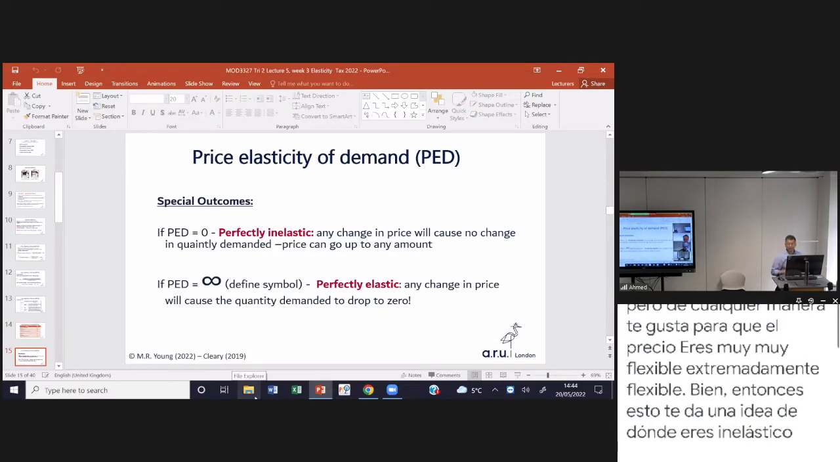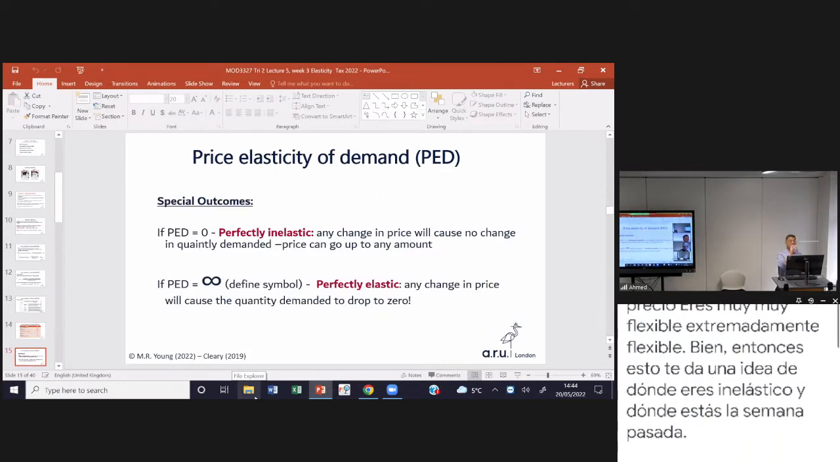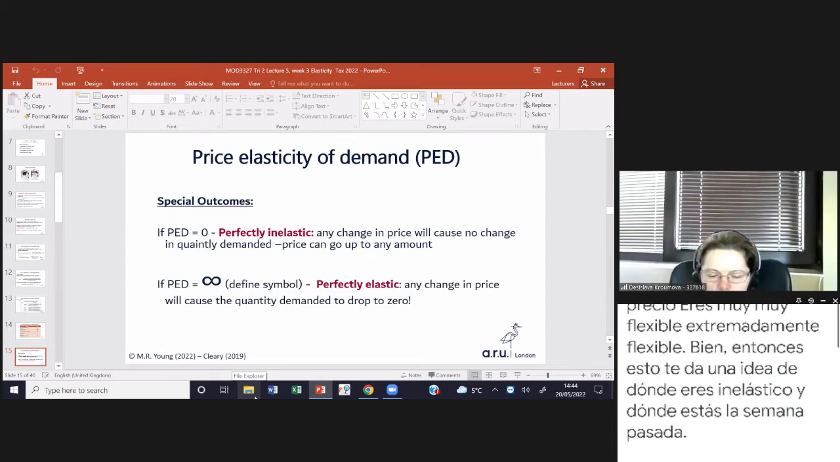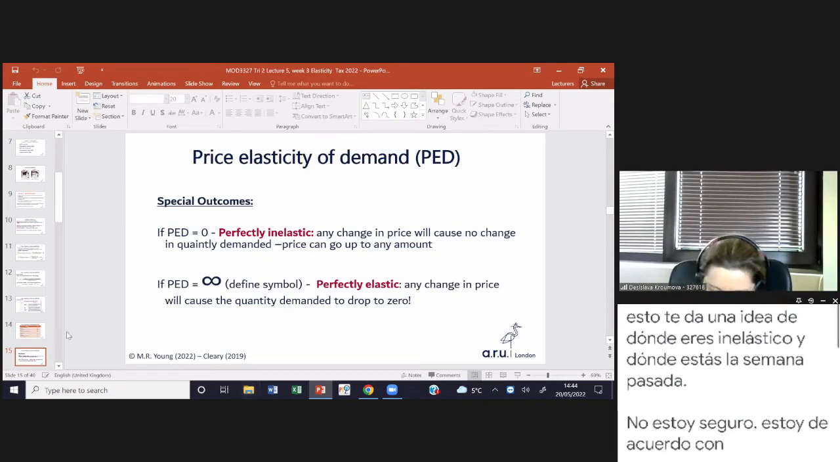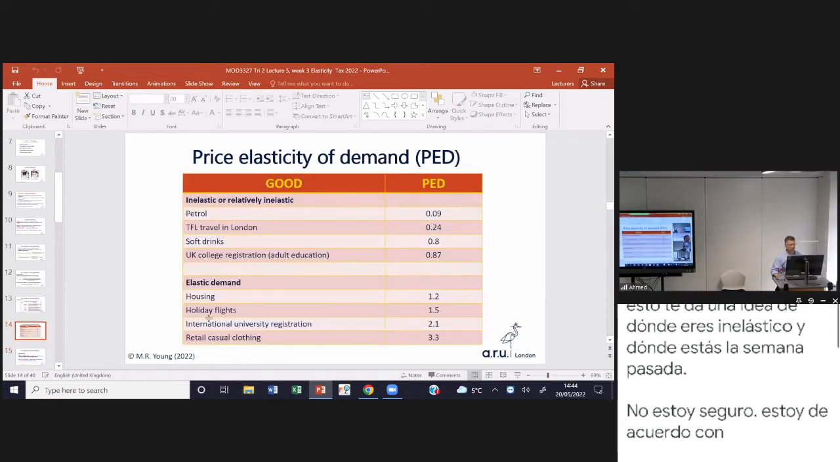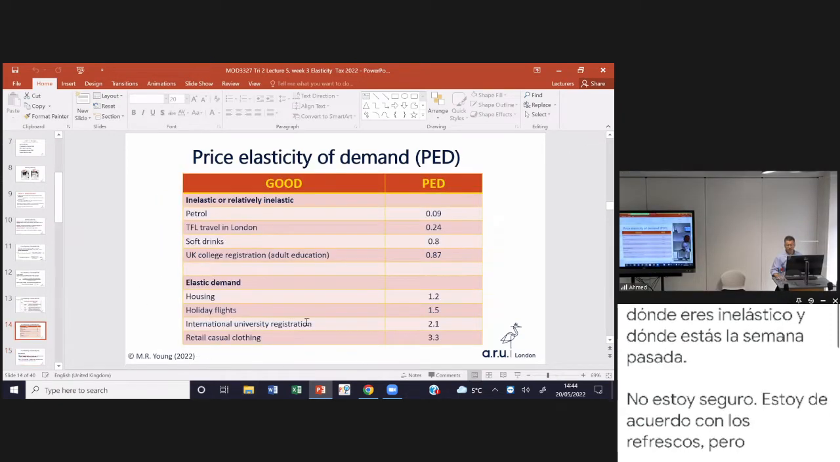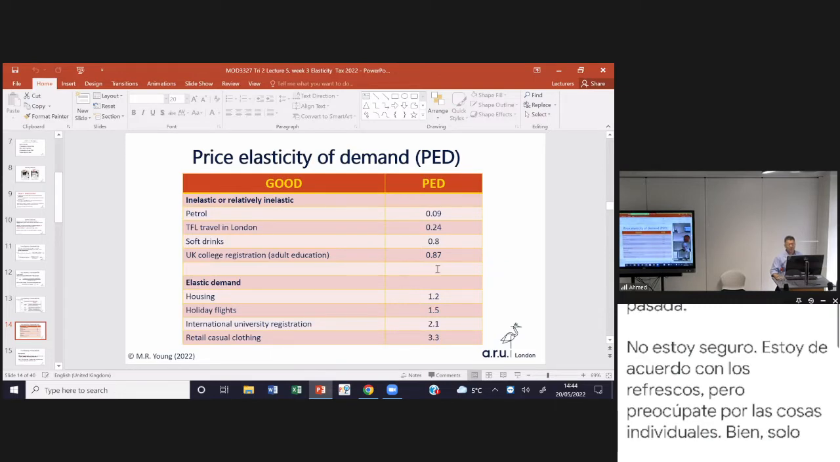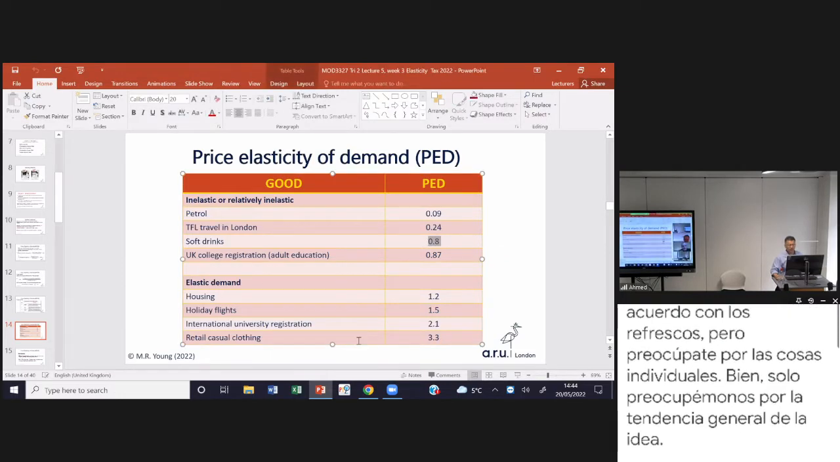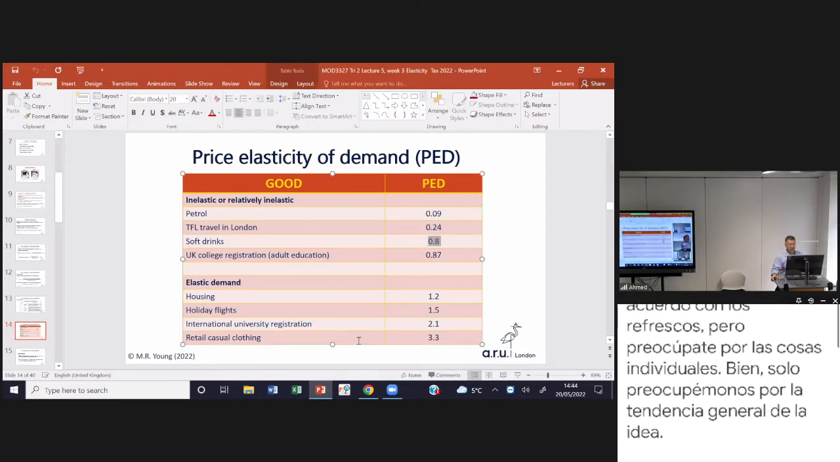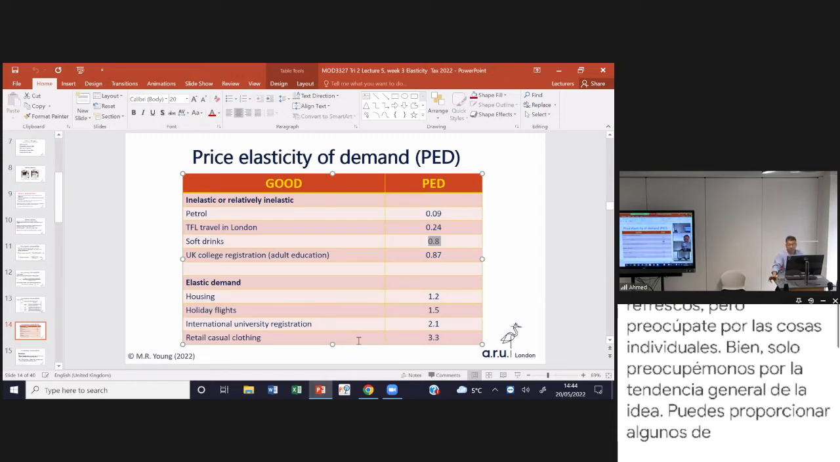You get that idea? I'm not sure I agree with the soft drinks, but let's not worry about the individual things, okay? Let's just worry about the general trend of the idea. You can debate some of them, okay? Soft drinks, you might be flexible. If the Coca-Cola is expensive, you might drink milk or something, or water, or nothing. Sure, you can debate these, but it's the general idea I'm interested in.